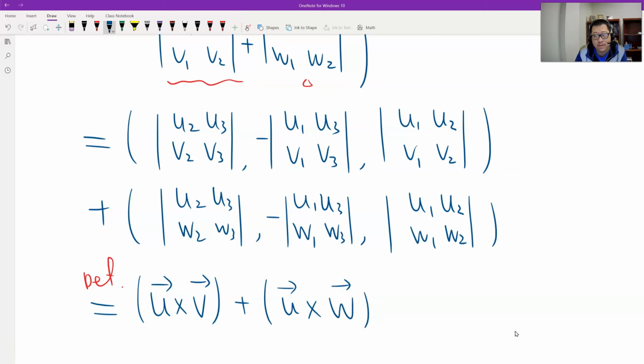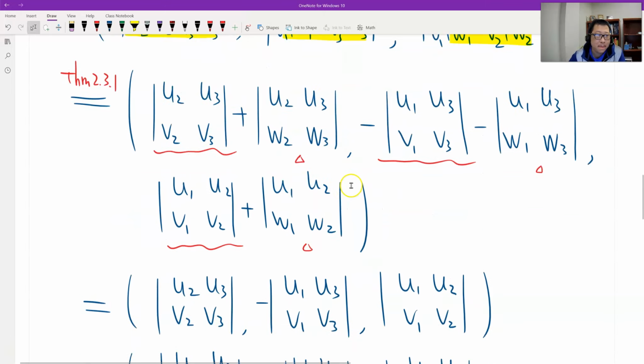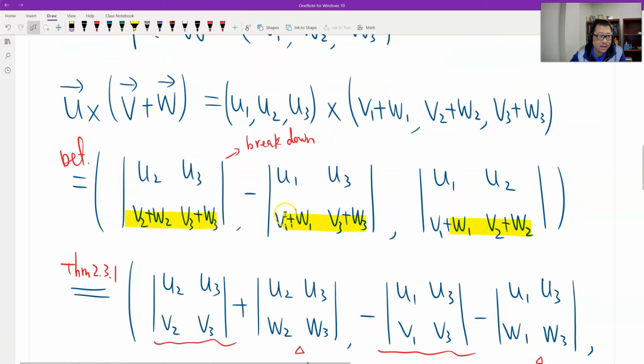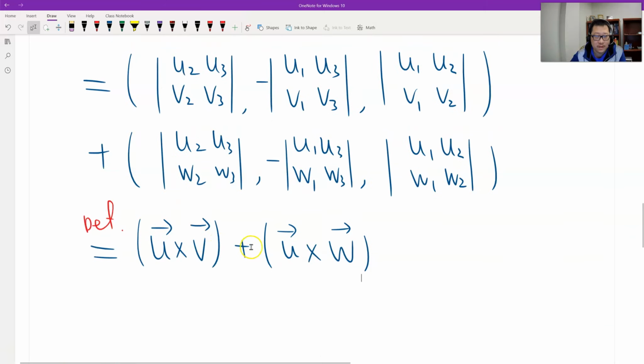Now what do we get? Therefore, from the beginning, U cross (V plus W) equals U cross V plus U cross W, which is the distributive property, right? And that's all. Thank you.